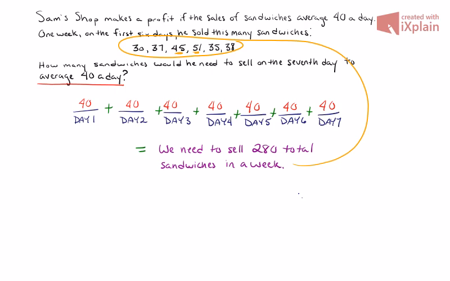So what we can do is we can simply say, okay, if I know that my goal is to really sell 280 sandwiches, I can remove the amounts of the sandwiches that I've sold on the previous 6 days. So if we do that, probably hop into your calculator in order to make quick work of this. We actually find that for day 7, we need to sell 44 sandwiches.